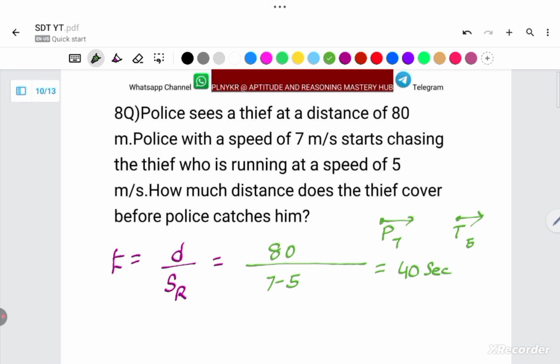the thief. And the question is not asking to find the time; it asks how much distance the thief covers before the police catch him. That means we need to find the distance traveled by the thief, which will be his speed, 5 meters, times the time traveled, 40. So after traveling 200 meters, the thief got caught by the police.